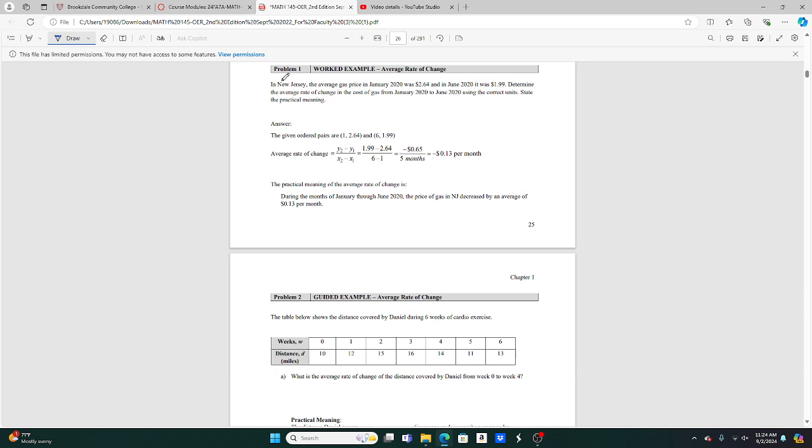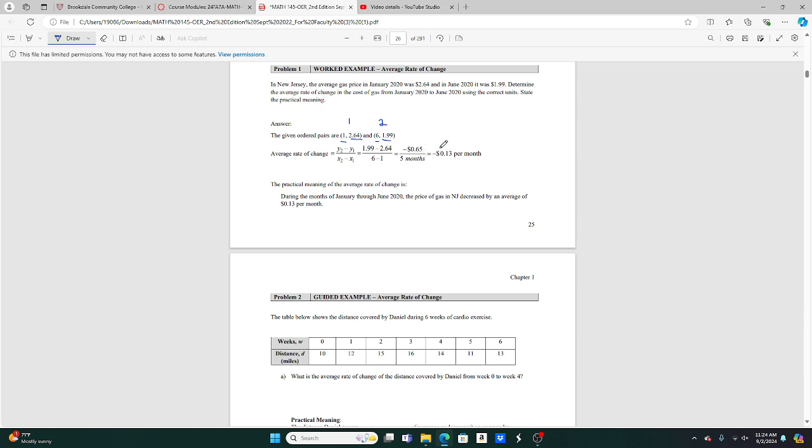It'll be better explained. Given the two ordered pairs, we're going to find the slope, also called the rate of change. We're going to call this first set x1, y1. So I'm going to designate this with the number 1 and designate this with the number 2. On top, from the formula, y2, 1.99, minus y1, 2.64, over x2, which is 6, minus x1, which is 1. We end up with negative 0.65 over 5.